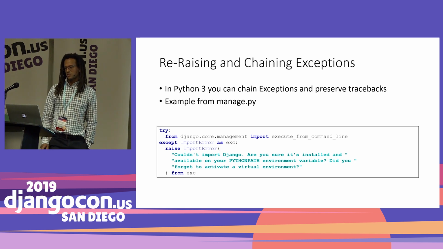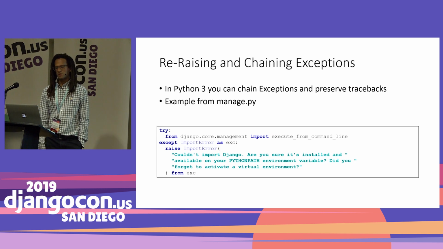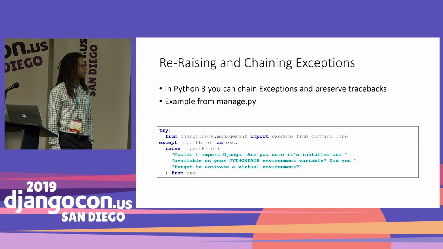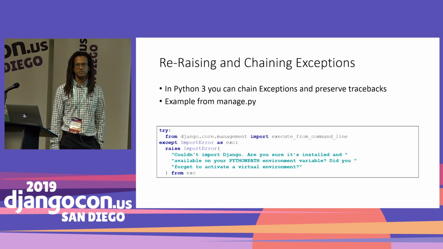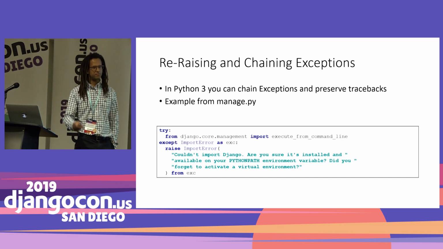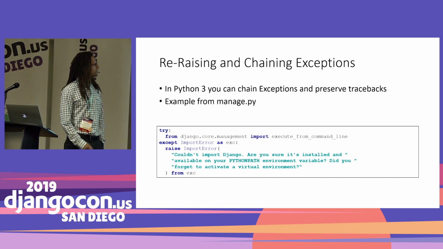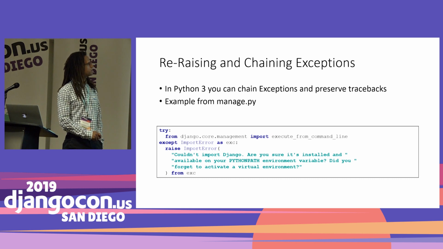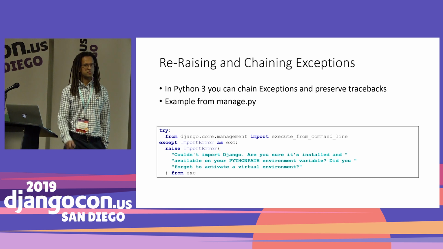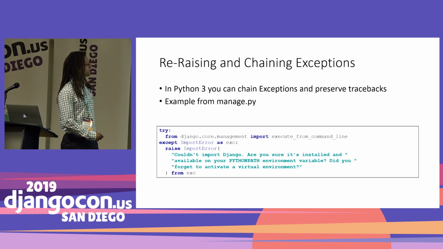Re-raising and chaining exceptions. When we're handling exceptions, sometimes it's just best to add some additional context and then re-raise the exception. And this is a great example taken again directly from Django. This is the manage.py file that most of us have seen before. And it does exactly that. It tries to import Django, and when Django isn't installed or we are working in the wrong virtual environment, then it gives us the error message.